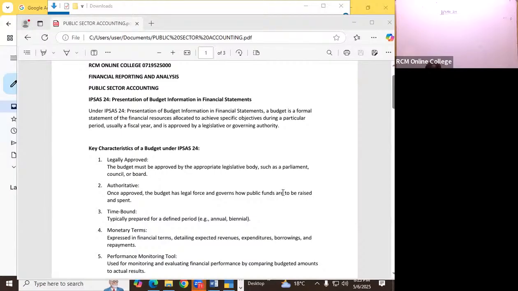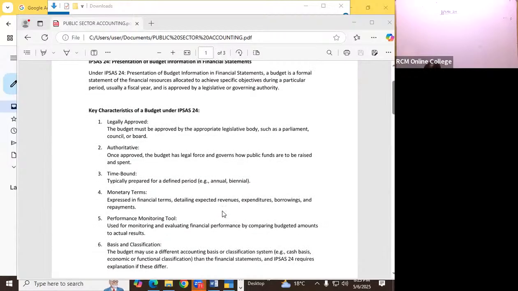Must be time-bound, normally one year, typically prepared for a defined period, e.g. annual. It must be in monetary terms. Everything there is in terms of Kenya shillings. So monetary terms expressed in financial terms, detailing expected revenues, expenditures, borrowings, and repayments. There must be a performance monitoring tool, like what I called here, the variance analysis.